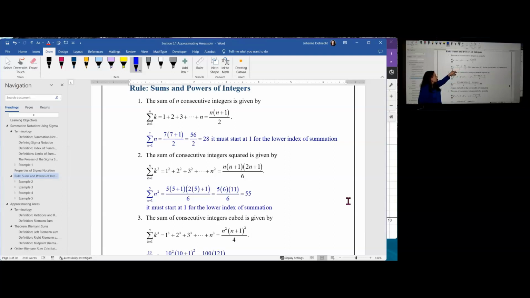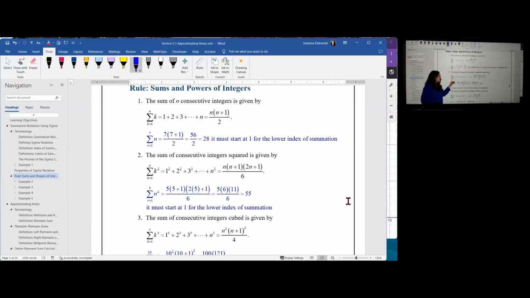So for example, if I want the sum from n equal 1 to 7 of n, and it is okay to use n for the index, I would compute 7 times 7 plus 1, which is 8, divided by 2, which gives me 28. Note that for this particular rule, it must start at 1 for the lower index of summation. This is a formula that requires the lower limit of summation to be 1. The next two formulas also require that the lower limit of summation start at 1.